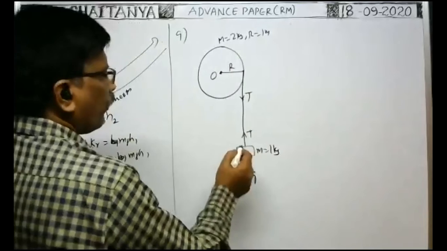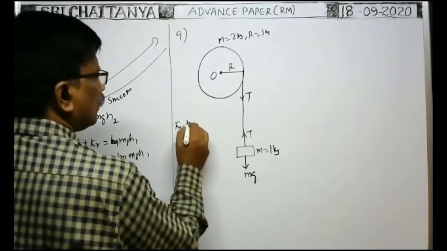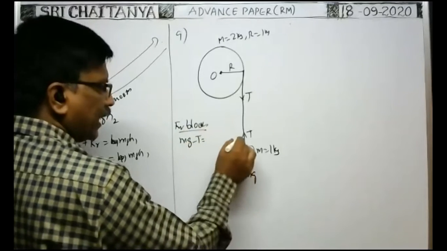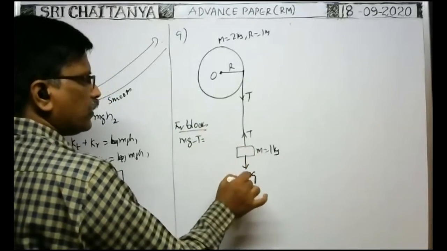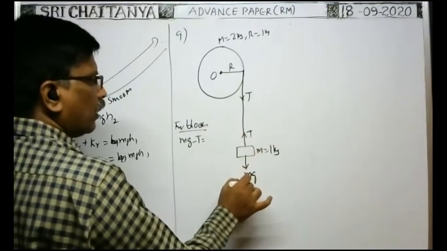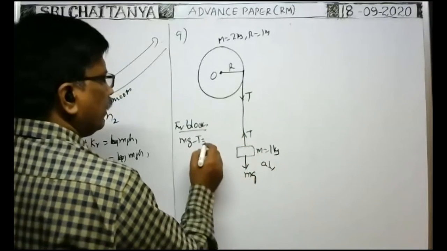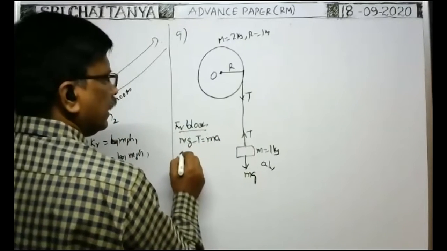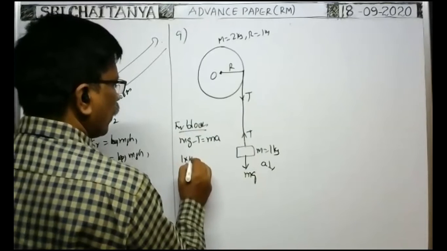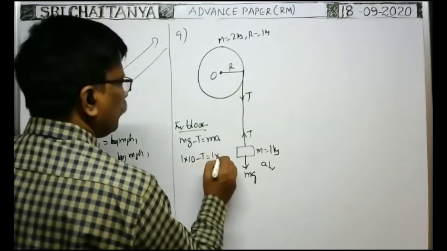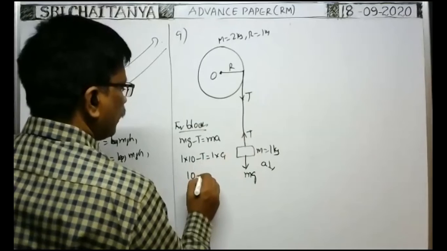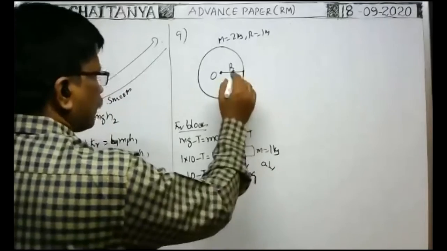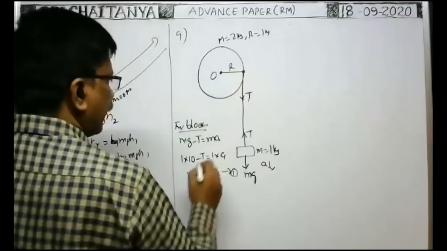Now for this block, mg minus T is equal to the net force acting on the block. On the block, mg acts downwards, tension upwards. As the block comes down with acceleration a, mg minus T is equal to m into a. This is equation 1. M means 1 kg, g is 10, so 10 minus T is equal to 1 into a. That's why 10 minus T is equal to a. This is equation 1.